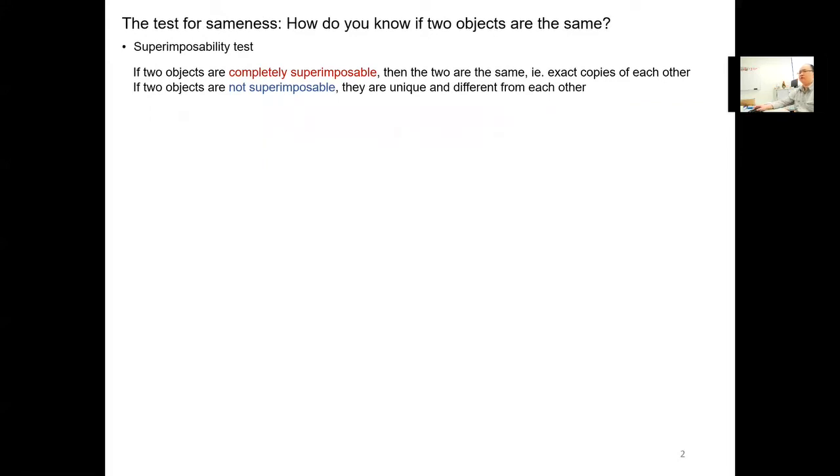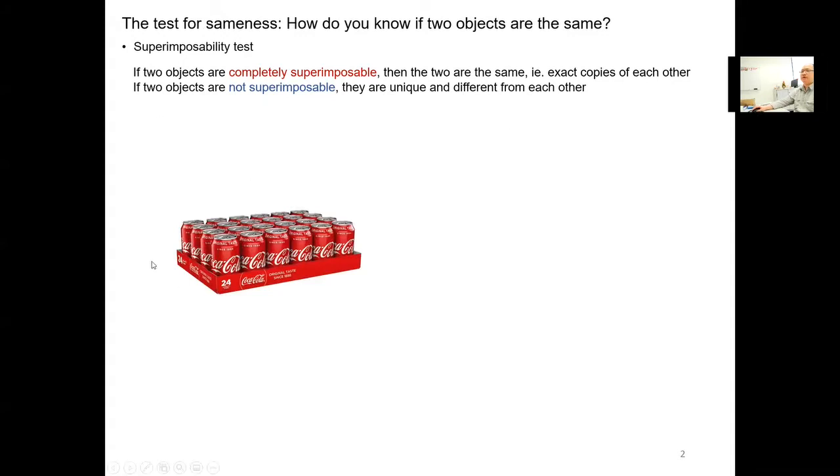Okay, so for example, if I put forward all these Coke cans, you know that they are the same, right? Because they are of the same shape, the color, and all these fonts, they are the same. So we say it passes the superimposability test, so they are the same. All these bottles or cans of Cokes are the same.